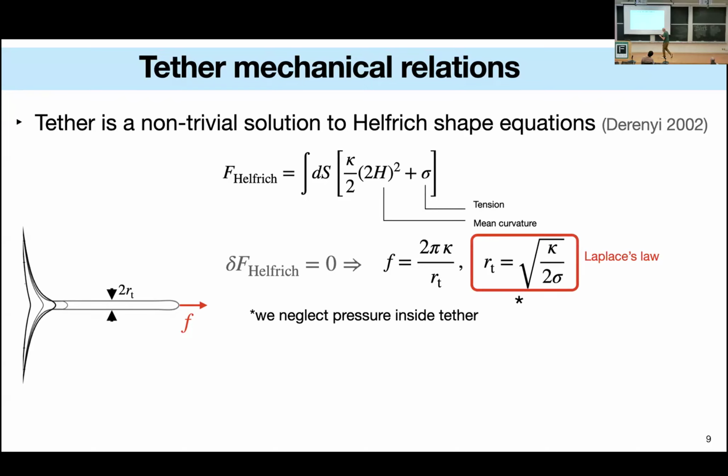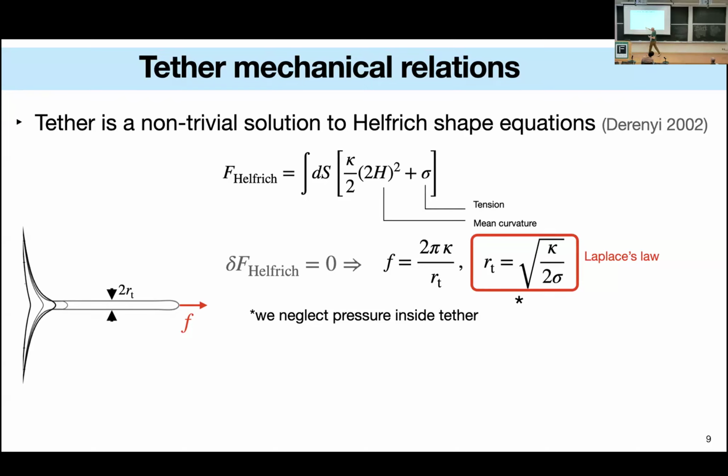When I say Laplace's law, normally if you had just a fluid interface, you have a relation between the difference in pressure between the inside and outside and the tension. Here, however, because the tether is essentially at equilibrium, the pressure inside the cell or the vesicle is essentially uniform, and because the mother vesicle or cell from which the tether is pulled is very large, you can essentially assume that there's no difference in pressure between the inside and outside.